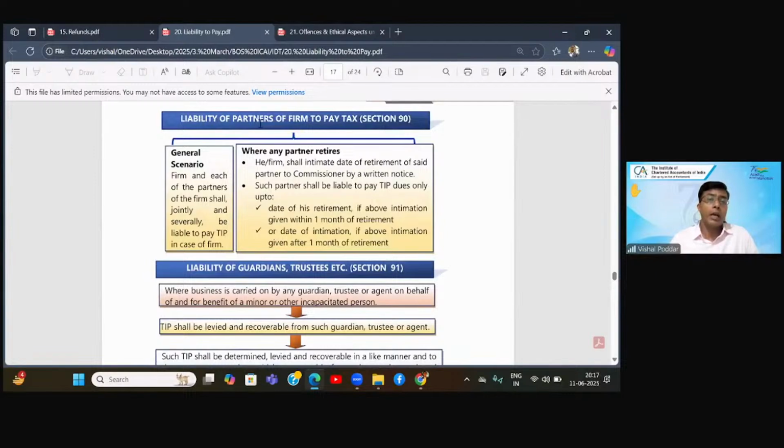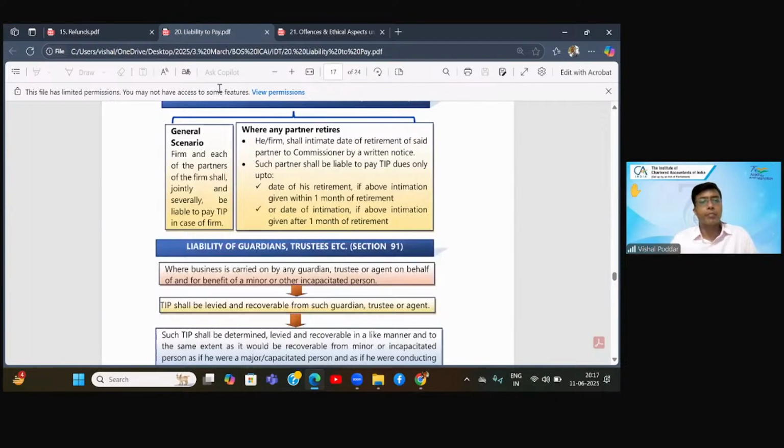Next, liability of partners of a firm to pay the tax applicable to the firm. What does the law say? General scenario: the firm and each of the partners of the firm are jointly and severally liable to pay the tax, interest, and penalty applicable to the firm.